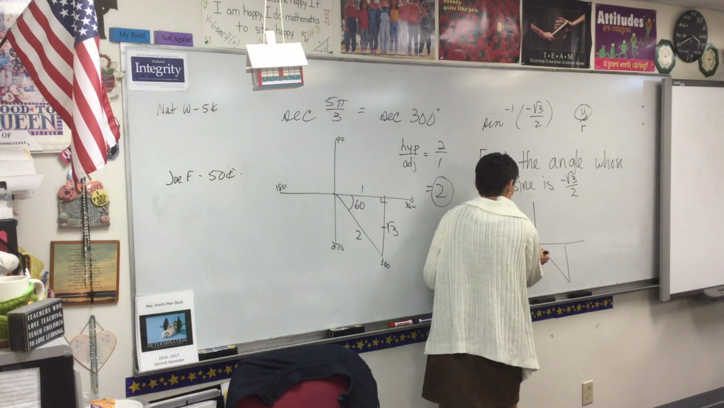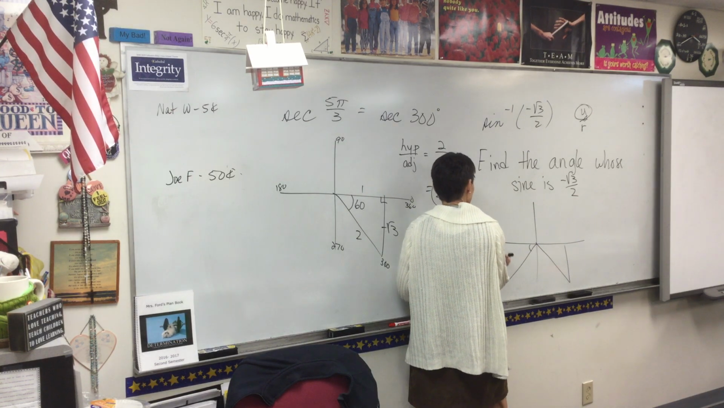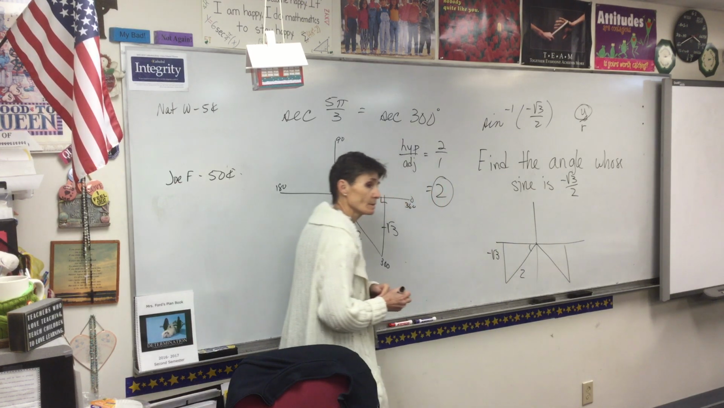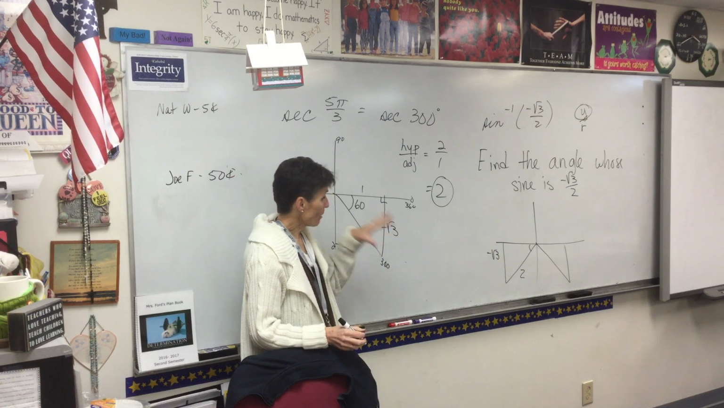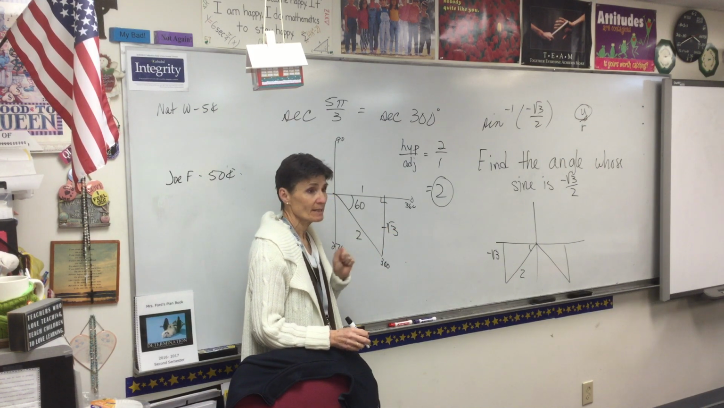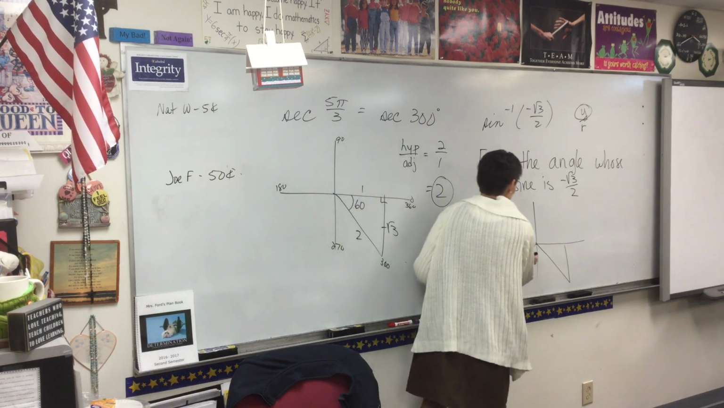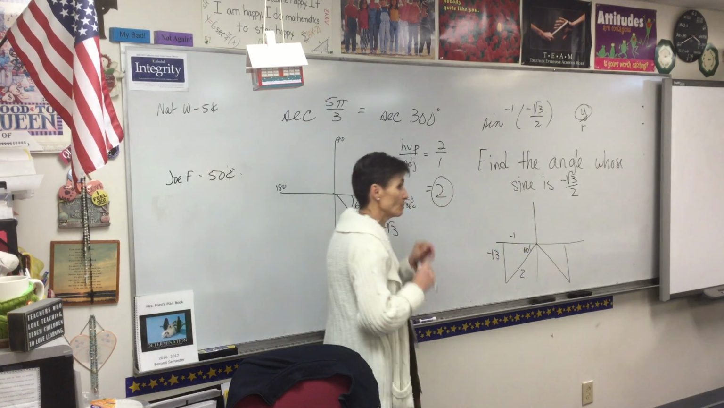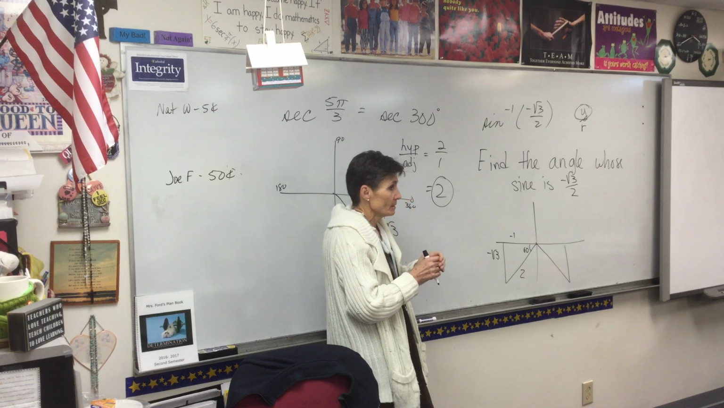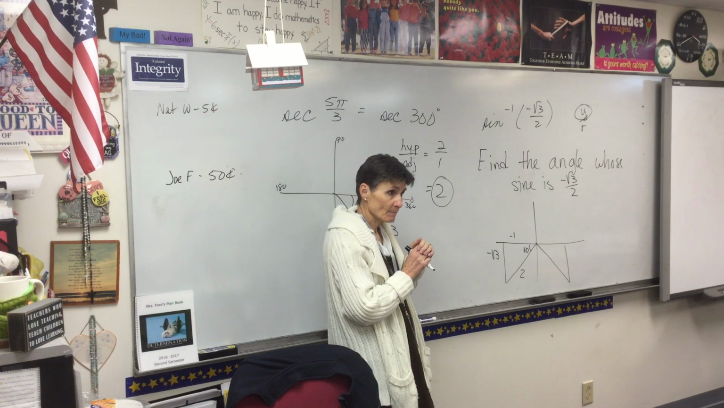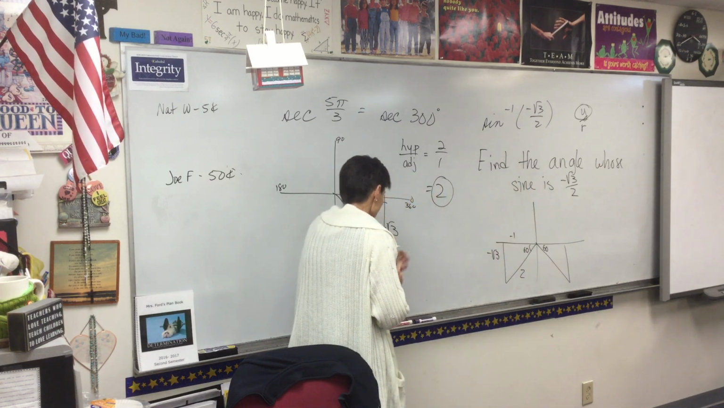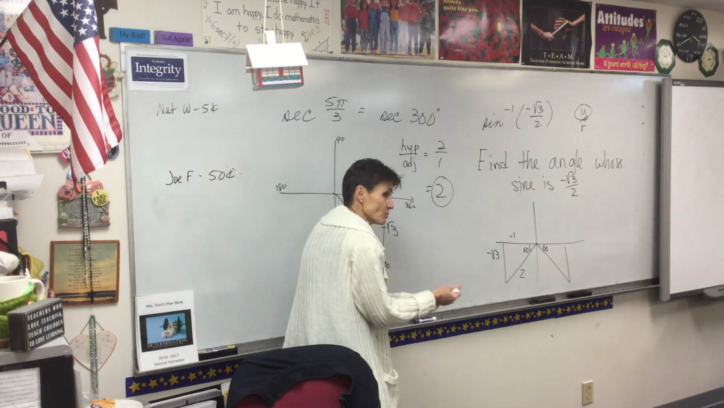The sine, here's the angle. The sine is negative root 3 over 2. Based on that information, can you tell me how big the angle is? 60. That's a 1, right? So this would be 60. It's actually a negative 1, but it doesn't matter. What you care about is the angle. Can everybody see that angle 60? And so would this one be 60. 60 is not the answer to the question.